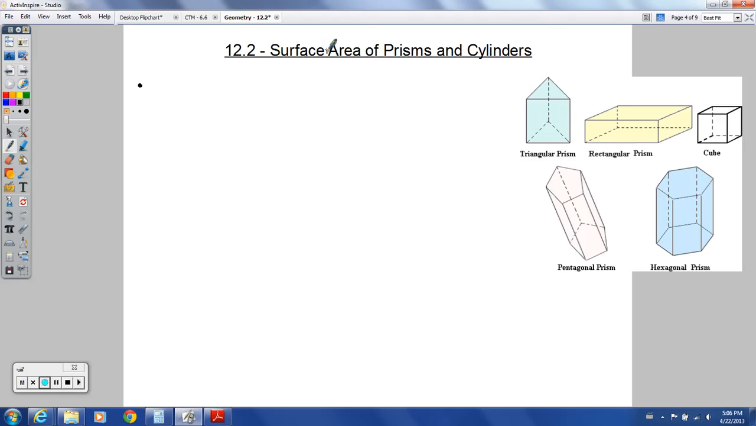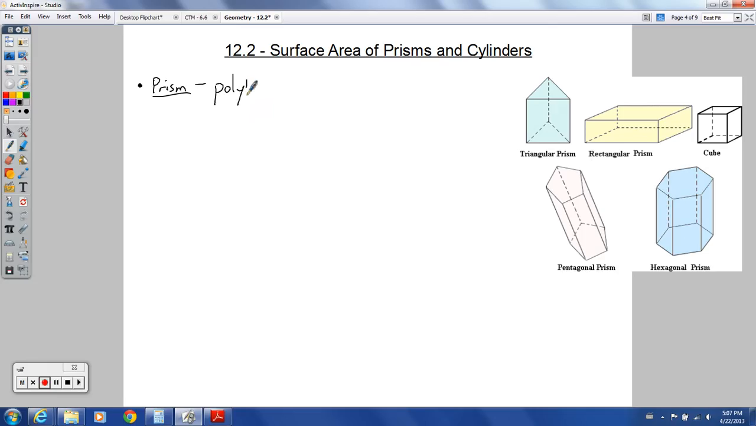So 12.2, surface areas of prisms and cylinders. Here I'm starting off with some examples of prisms. I'm not going to have you try to draw all of these here, but I'm going to refer to these as I describe what things are. Definitely a lesson we want to see lots of pictures with in terms of helping us better understand what things are. So a prism, what is a prism first of all?